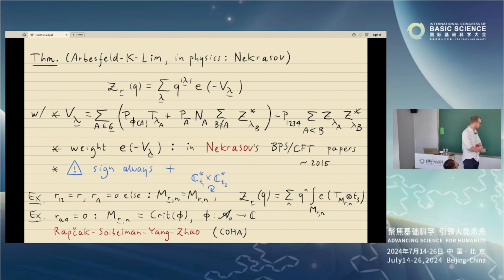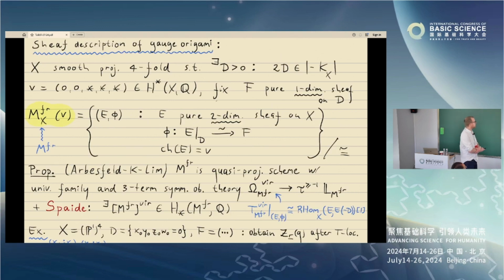You can also reduce to a case where all the framings involving 4 are 0, and then there's also a critical locus description of your moduli space, which was studied by Seubelmann and collaborators using cohomological Hall algebra. But now let me get to your question, is there a sheaf description?